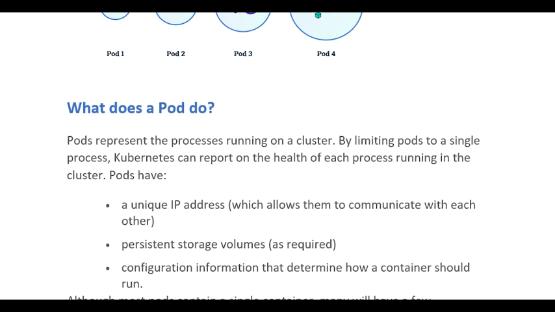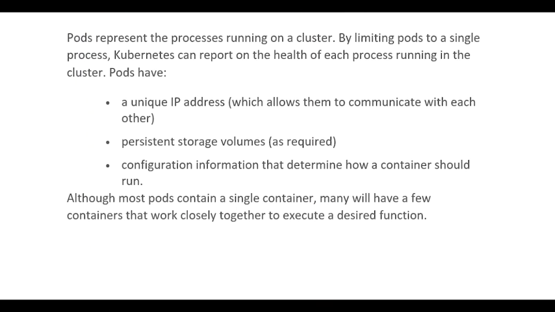Pods represent the processes running on the cluster. By limiting pods to a single process, Kubernetes can report on the health of each process running in the cluster. They have unique IP addresses and can communicate with each other. Then we have persistent storage volumes, as required in any of the pods. Then we have configuration information that determines how the container should run. Although most pods contain a single container, many have a few containers that work closely together to execute our desired functions.